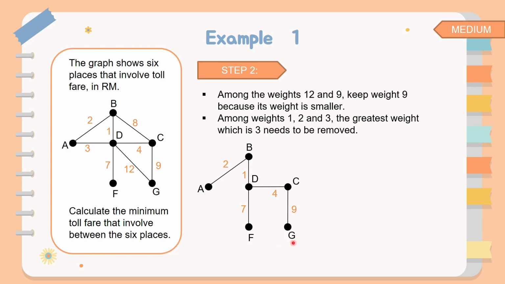Recall back what is the concept of a tree. All vertices are connected by edges. From this graph, all of these vertices are connected by edges. There is no edge left out. Before, the graph G was not connected, but in this step 2, G is already connected.